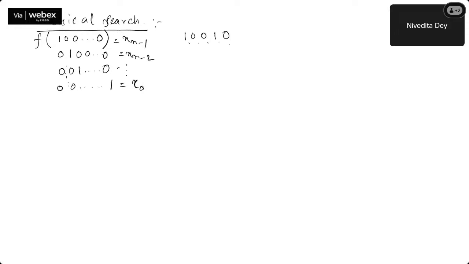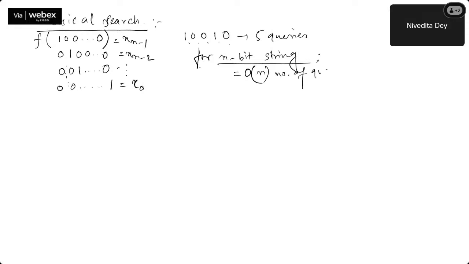But in quantum, again, the claim is, so it's basically 5 queries, and for an n-bit string it's basically how many queries? Big O of n, that is n number of queries. But the quantum claim is what? That I can solve it with only one query. Okay, so that we will look at.